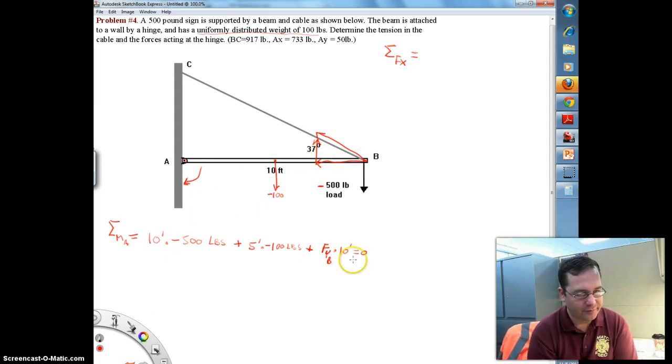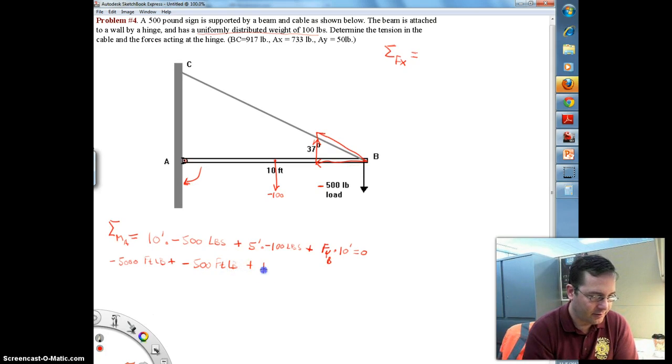Now, let's push this formula around and see what we get. So 10 feet times negative 500, that's a negative 5,000 foot-pound moment, plus 5 feet times negative 100, that's a negative 500 foot-pound moment, plus the force at y times the distance of 10 feet, all have to add to 0.